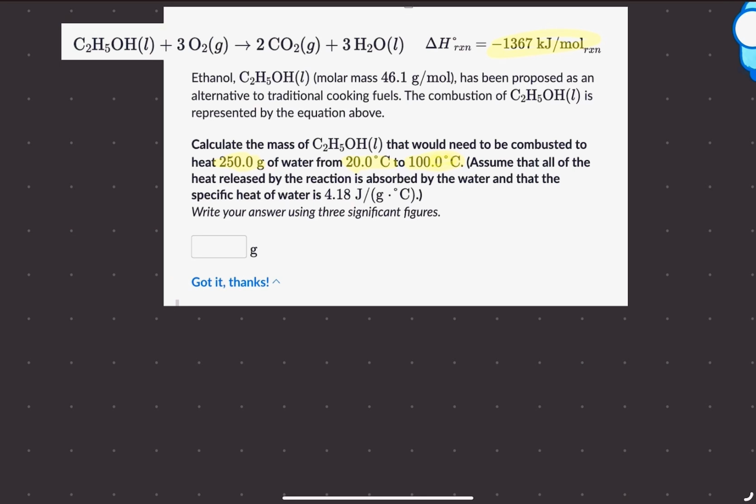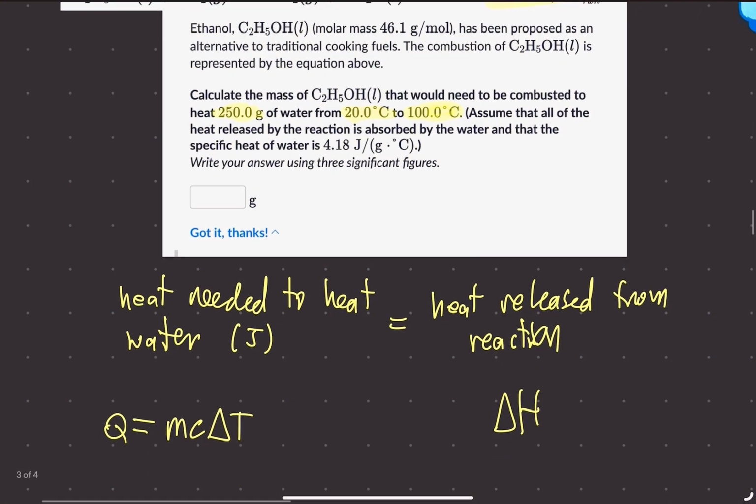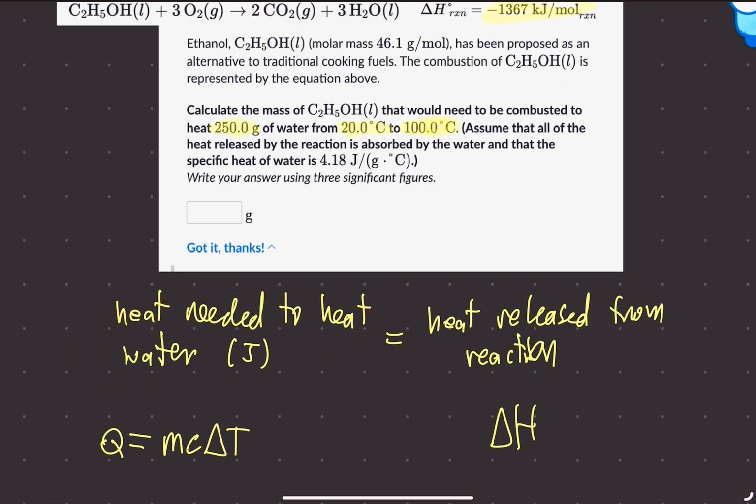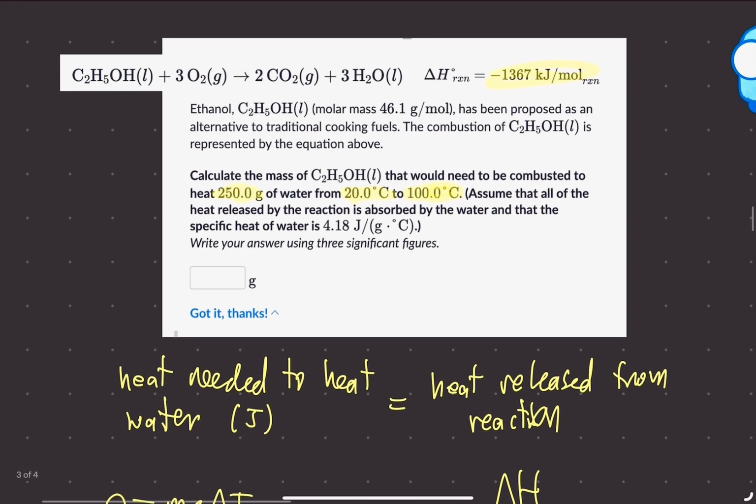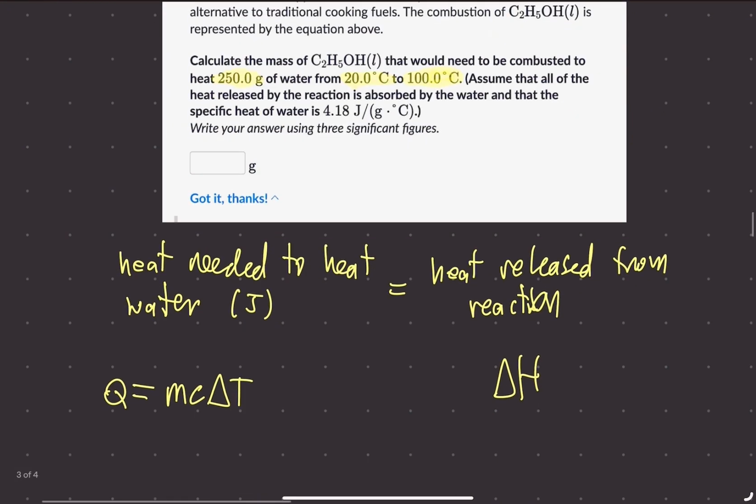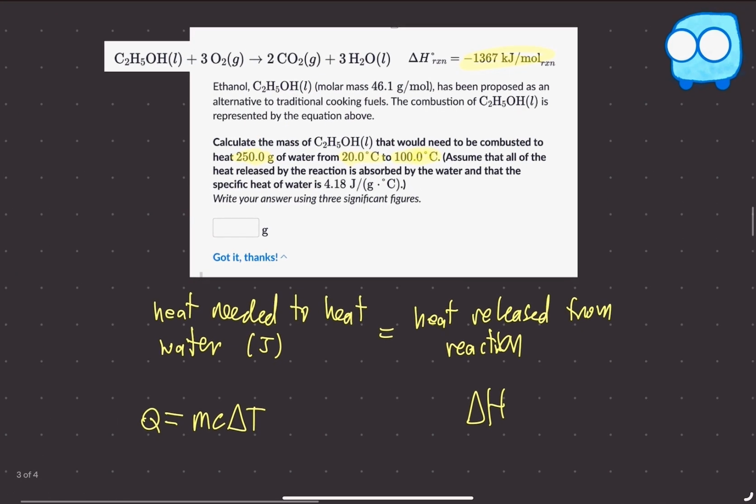So the important thing is that the heat needed to heat up the water is the same amount as the heat released from the reaction. That's what it's saying here, and it's really important to know this because these two are equal. So, to find out the heat that you need to heat up the water from 20 Celsius to 100 Celsius, you can use Q equals mcΔT.